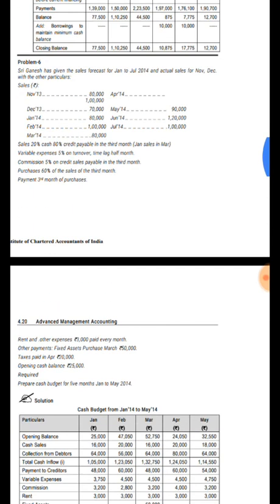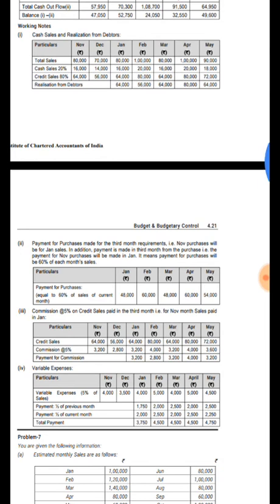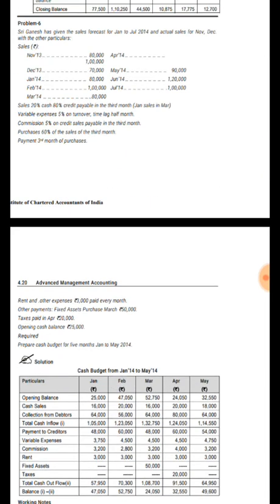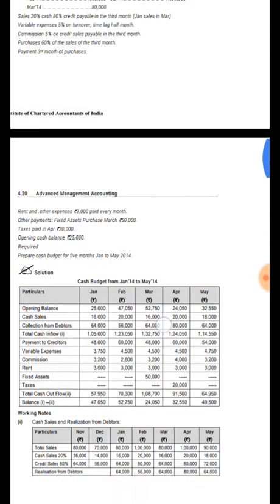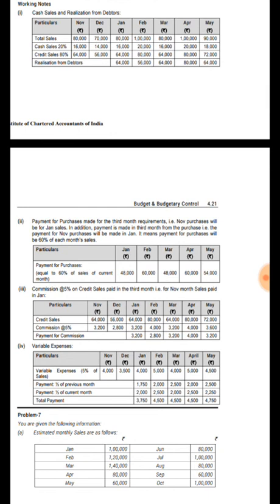Then 5% of credit sale payable in the third month. Here we will take from November, because payable in the third month is there, no? So commission, November to May. What it is saying, 5% of credit sales, so only credit sale you have to take. Credit sale we calculated here, no? 64, 56, 64, 80, 64, 80, 72. Okay, so that's what we have taken here fully.